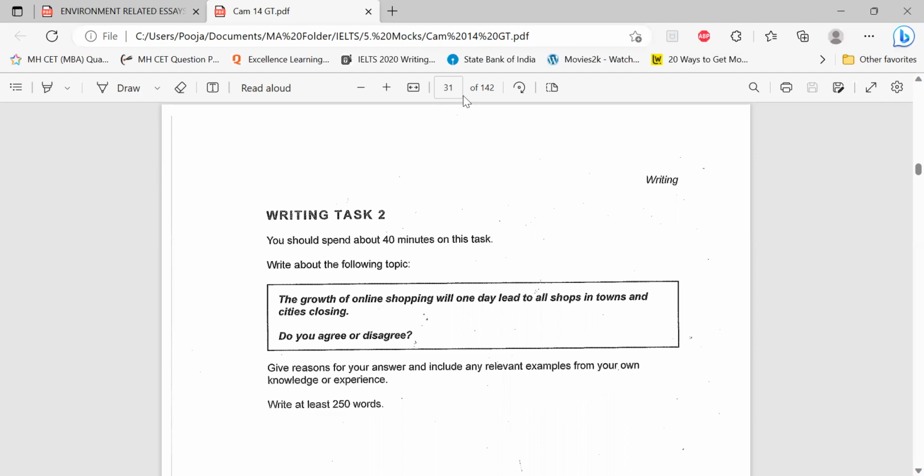So we cannot go below 250 words. At least 250 means you have to go beyond. If you write anything less than 250, you'll actually face a penalty.